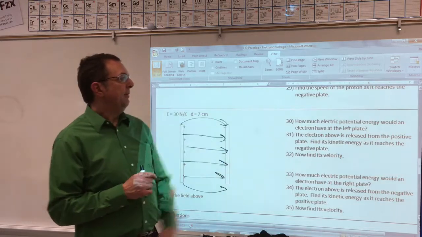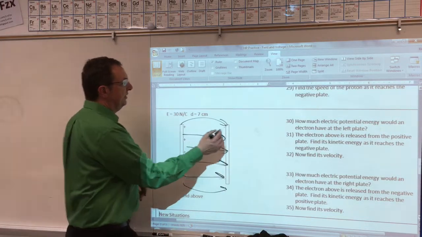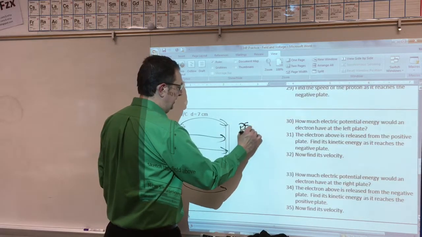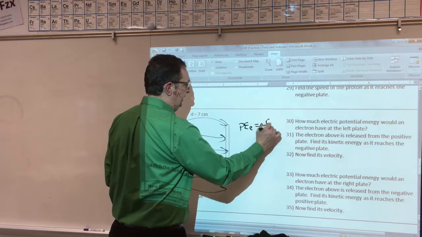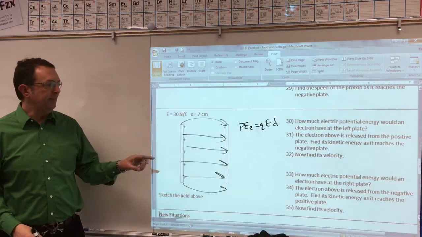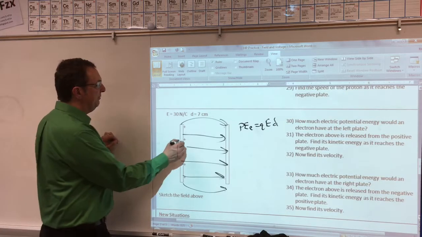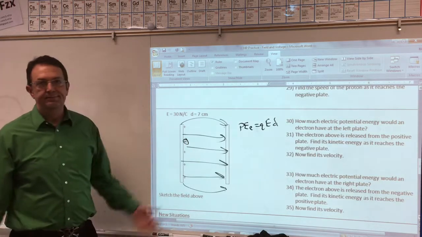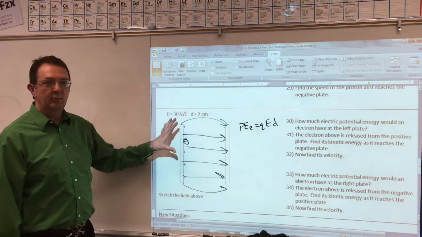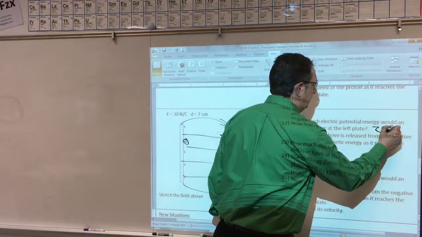Number 30, how much electric potential energy would an electron have at the left plate? So electric potential energy is equal to qEd. But before you do the calculation, think about the thing. How much electric potential energy would an electron have at the left plate? None. Because when you release it, where's it going to go? Nowhere. So this is 0.